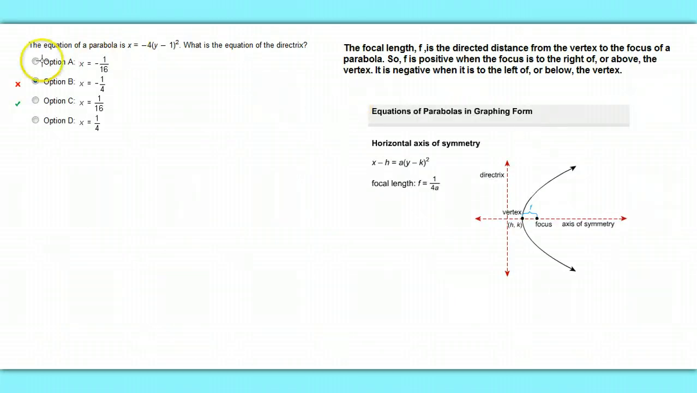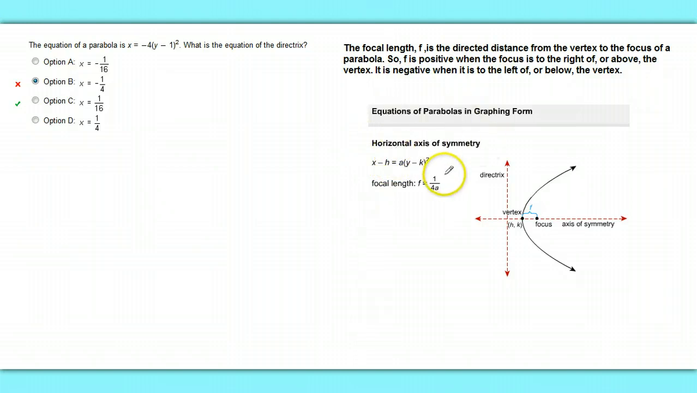Okay, last question. This one says the equation of a parabola is x equals -4 times the quantity y minus 1 squared. What is the equation of the directrix? All right, let's look over here for a minute. If you have a horizontal parabola, which opens to the right, or it could also open to the left, which is what we have here because it's x equals. So anytime you have x equals something, it's a horizontal one.